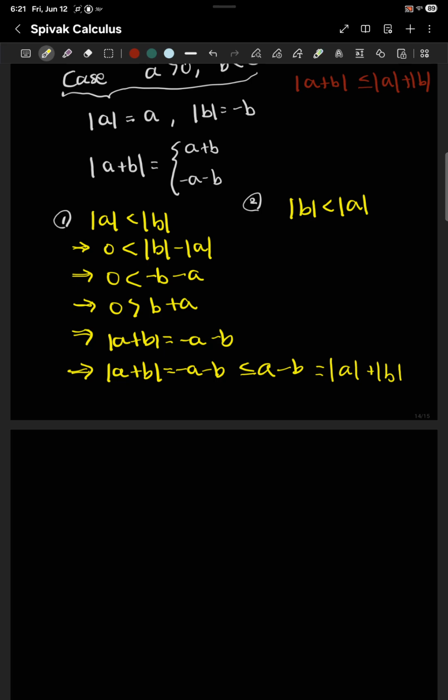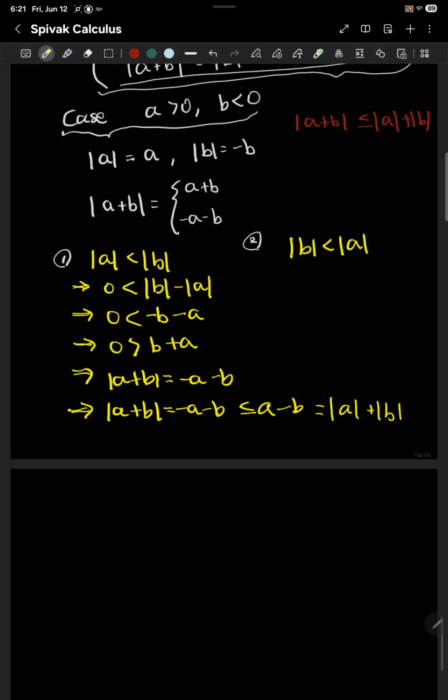Okay, everyone. Although I can't come up with a better solution, this is the best I can do at this time. One case is if the absolute value of A is less than the absolute value of B, that means that the absolute value of B minus the absolute value of A is greater than 0, and that means that by definition of the absolute value of B and absolute value of A, 0 is less than minus B minus A, because this is the case where we are assuming A is greater than 0 and B is less than 0.